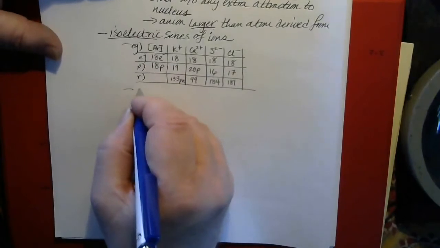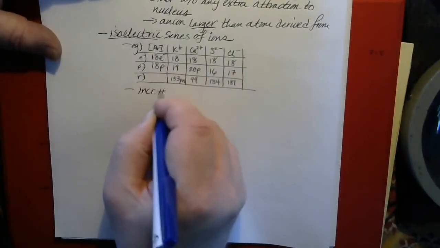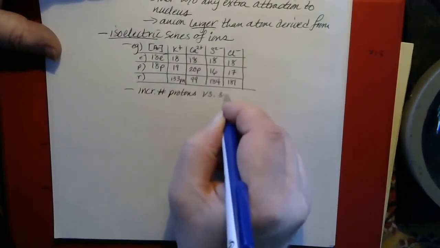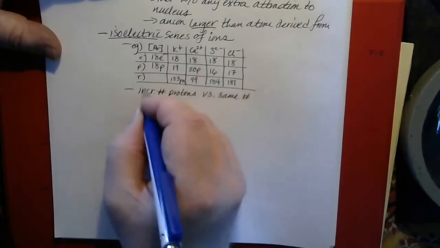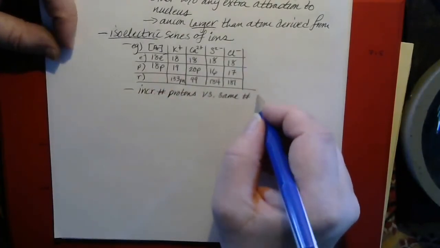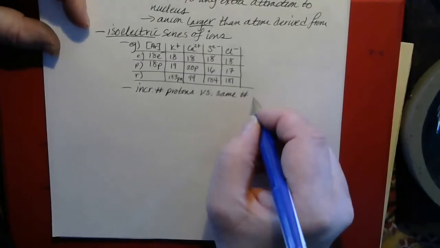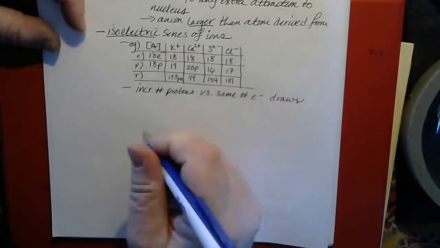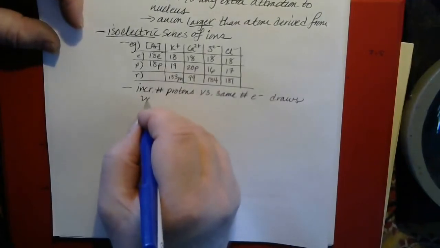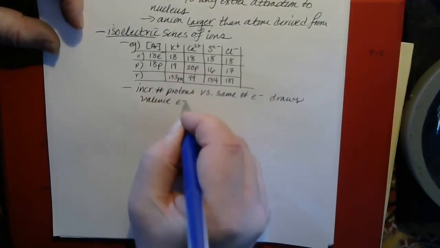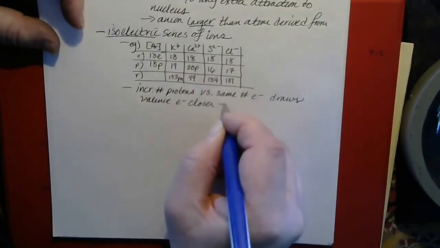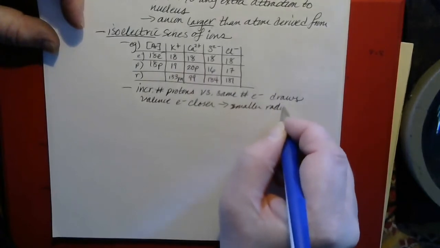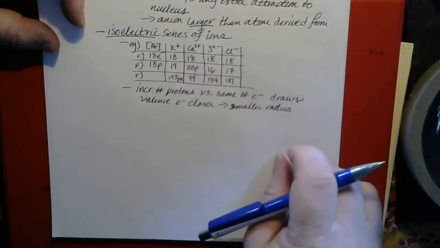So what we're saying is that an increasing number of protons combined with the same number of electrons results in the valence electrons being drawn in closer. And that means a smaller radius for the ions.